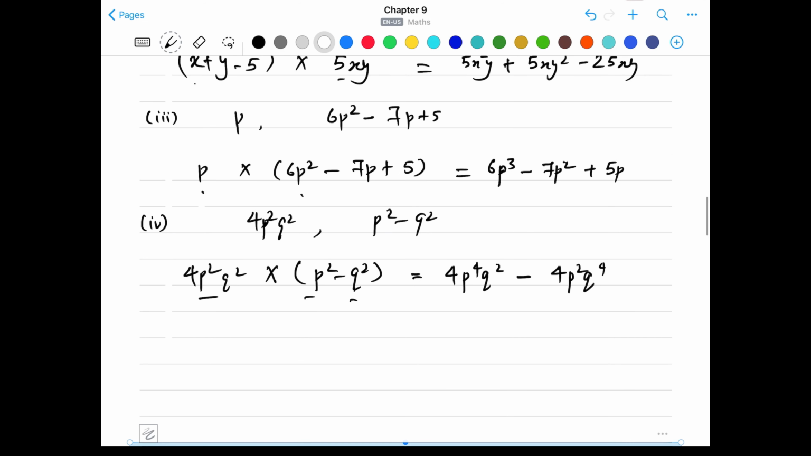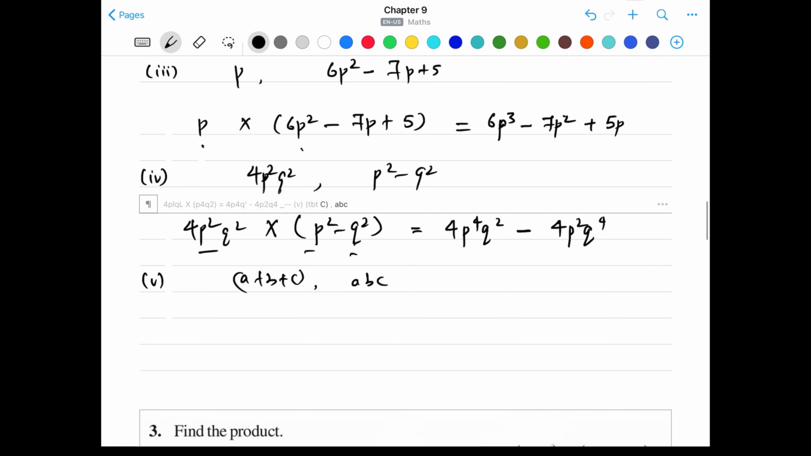Now let's see the last one. We have part 5. Here we have to multiply a plus b plus c to a b c. Okay, so let's try it in the multiplication form, that is a plus b plus c multiplied to a b c. Okay, again this one is a monomial and this is a trinomial. So we'll multiply this monomial to all the three terms of this trinomial.